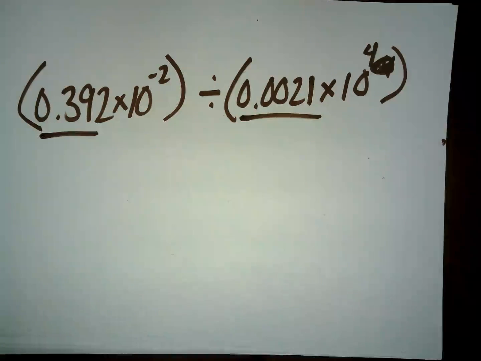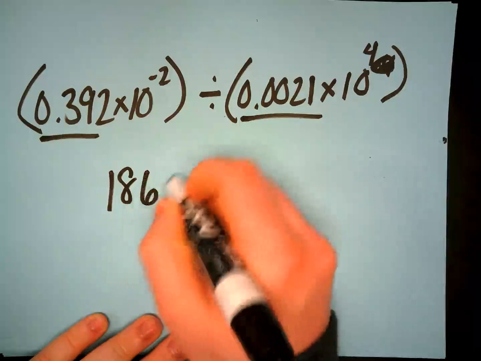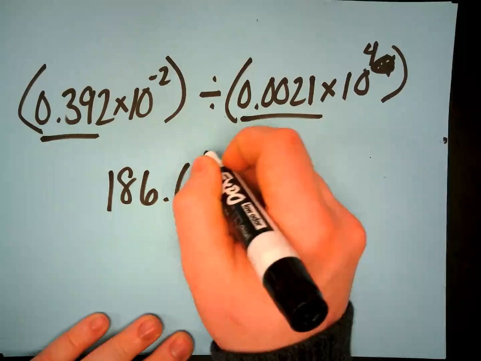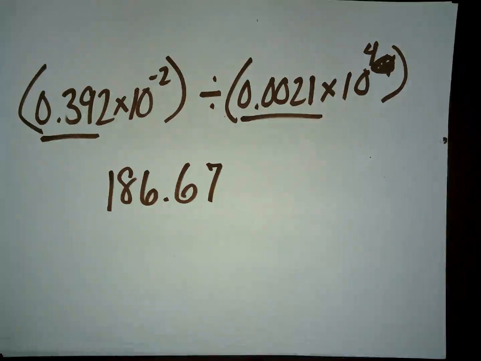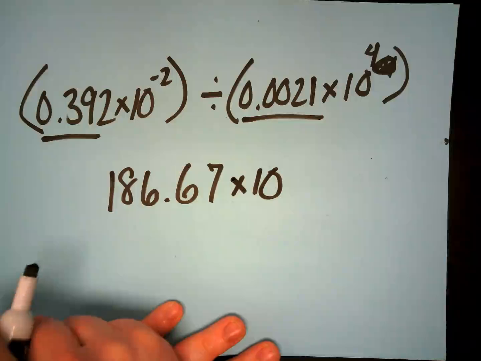So 0.392 divided by 0.0021. That's going to give us 186.6, and we're just going to say 6 repeating. I'm just going to cut it off here because it's going to have to be 2 sig figs anyway. So we've got that down.